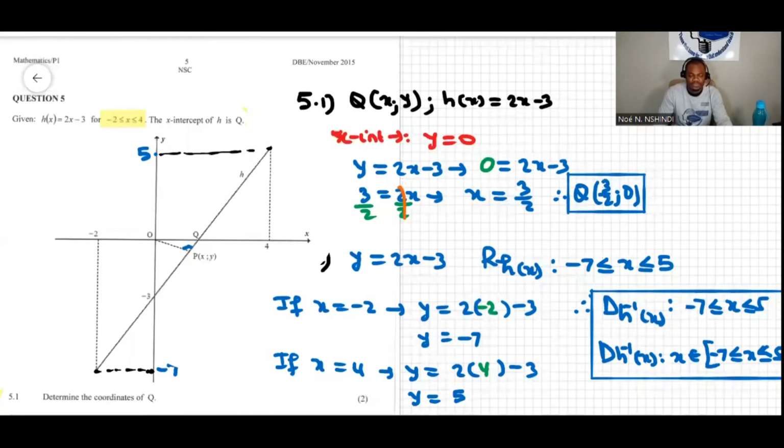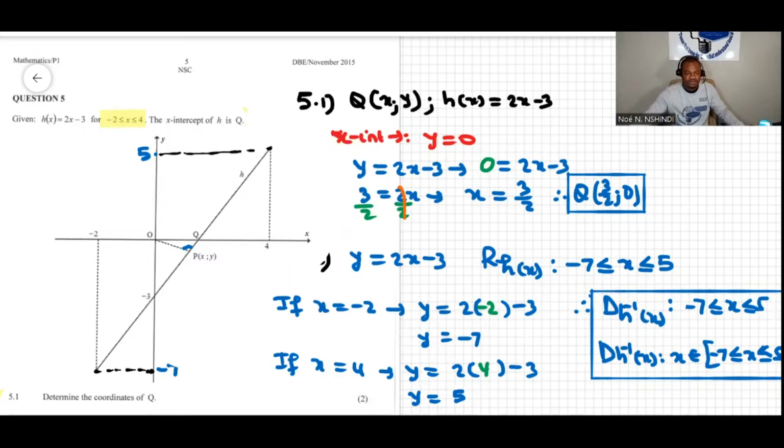In this question, this is question 5. In the previous videos, we did question 5.1 all the way through question 5.5. Now we're going to do question 5.6. The question says, given h of x equal to 2x minus 3, for negative 2 less than or equal to x less than or equal to 4, the x-intercept of h is q.